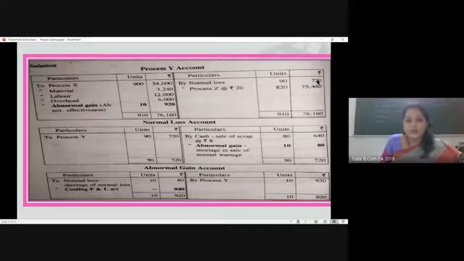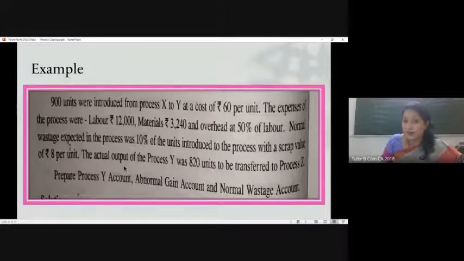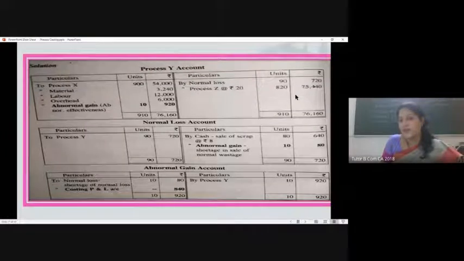Now, the next question is, how do we arrive at the amount, the unit to be transferred to process Z? One thing is very clear for us. Number of units to be transferred to process Z is 820. Now, how do we do that? It's already given in the question. The actual output of process Y was 820 units to be transferred to process Z. That's what we have done here. The actual unit which needs to be transferred to Z is 820.